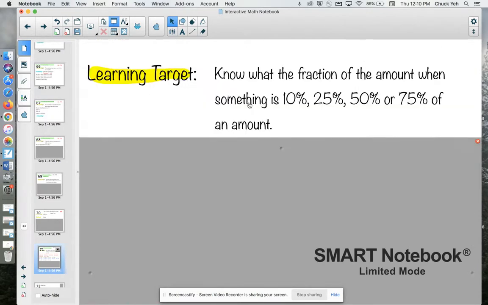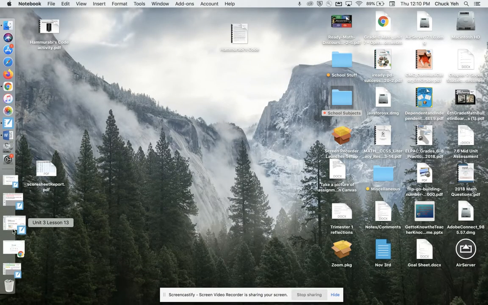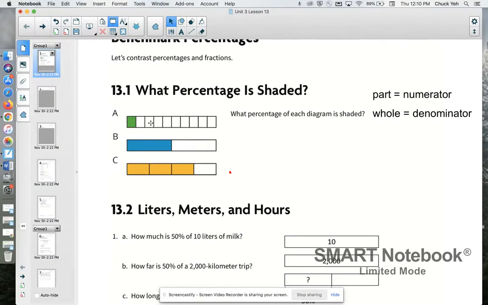Okay. Then we're going to do the student task statements. (13.1) What percentage is shaded? What percent of each diagram is shaded? Draw those out and then go ahead and see if we can figure it out. What percentage is this? 10%. What about B? Draw that out. That's what, 50%, right? And then the last one is 75%.